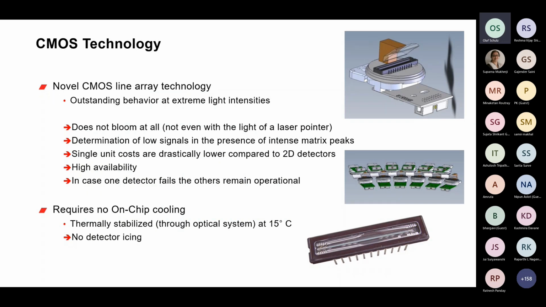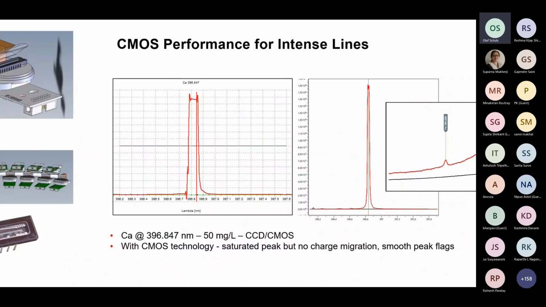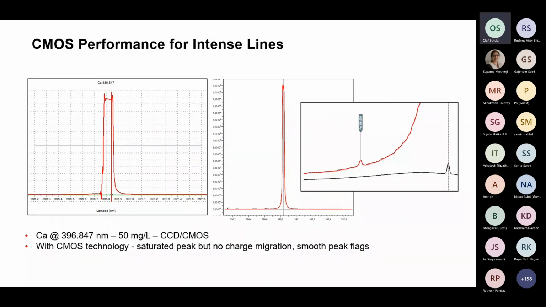And in addition, smaller signals can really be detected in the vicinity of intense peaks from matrix lines. And this picture here demonstrates this nicely, while the intense line of calcium at 396 nanometers is saturated. There is really no migration of charges, no influences on the flanks, and this is what you can see here on the right-hand picture. And the left picture shows exactly the same with a CCD detector, and here we can clearly see how the detector blooms, how the peak broadens, and how also the flanks are not really even. And so this area could no longer be used for analytical purposes.